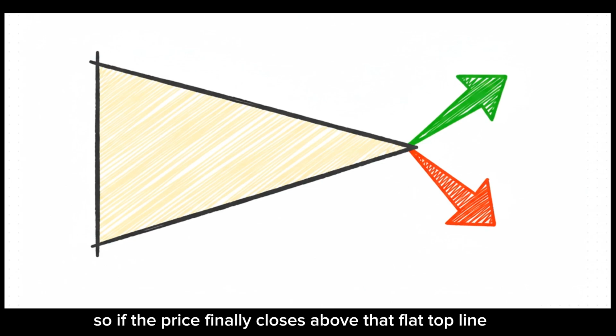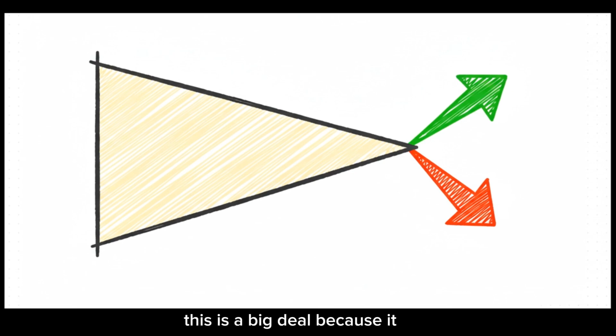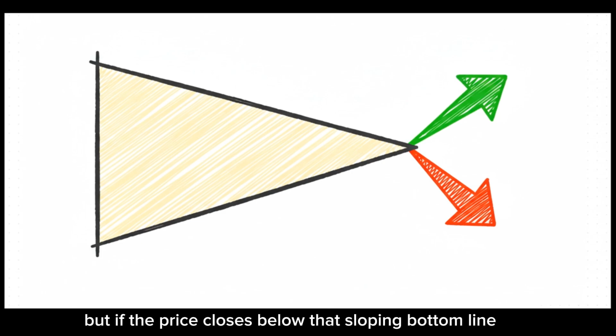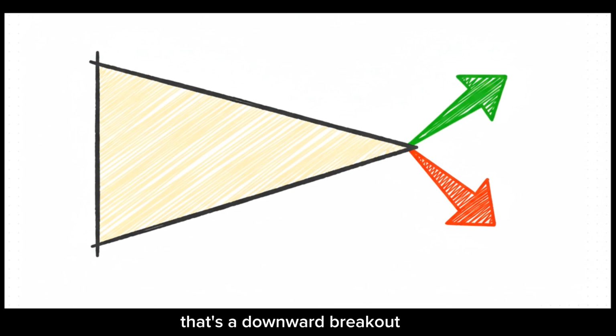So if the price finally closes above that flat top line, we call that an upward breakout. This is a big deal because it usually acts as a continuation signal, basically saying the original uptrend is back on. But if the price closes below that sloping bottom line, that's a downward breakout, and that's a reversal signal, a warning that the party's over and a new downtrend is probably starting.